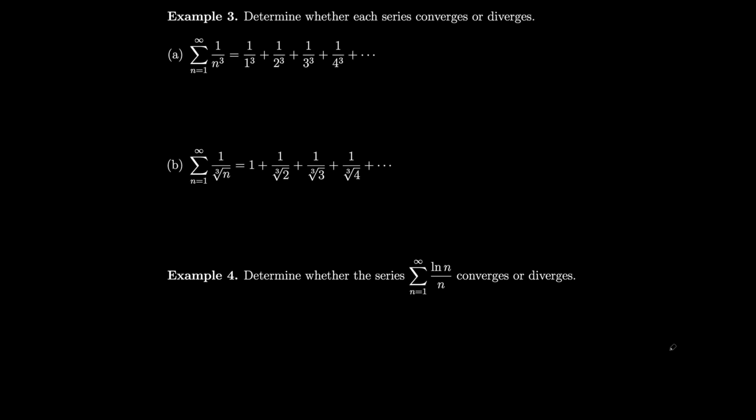Let's use what we just proved to see if a couple series converge or diverge. Notice 1 over n cubed, that's just a p series with p equals 3, which is bigger than 1. So our series converges.